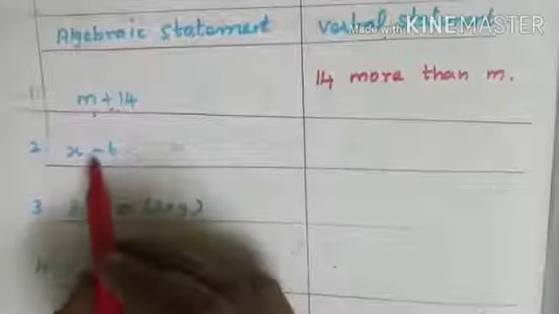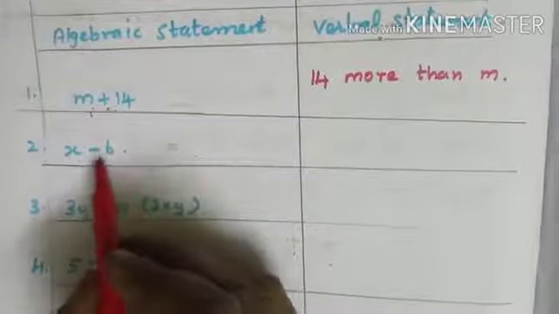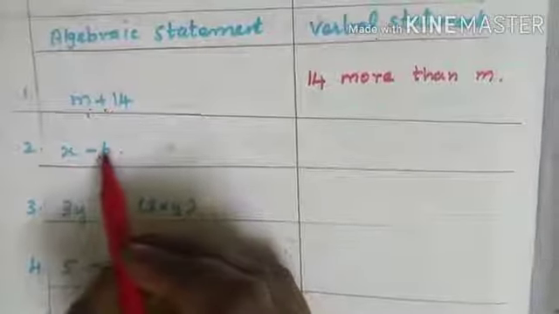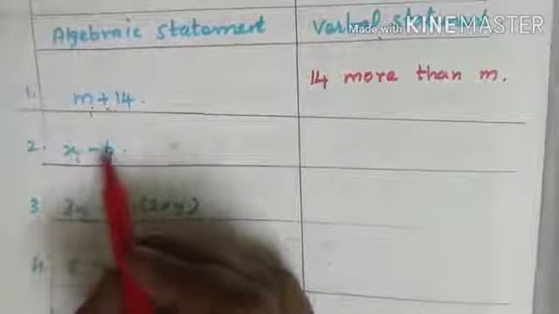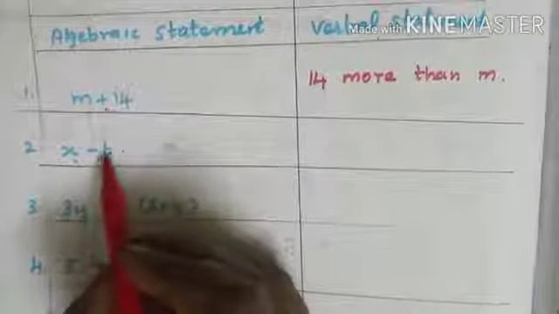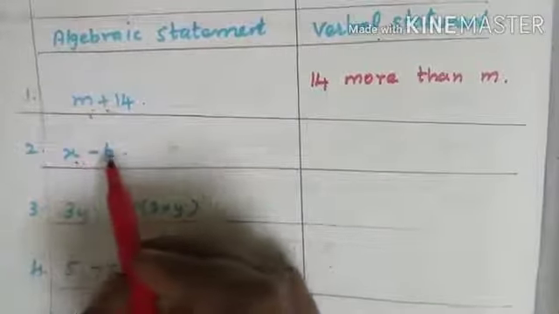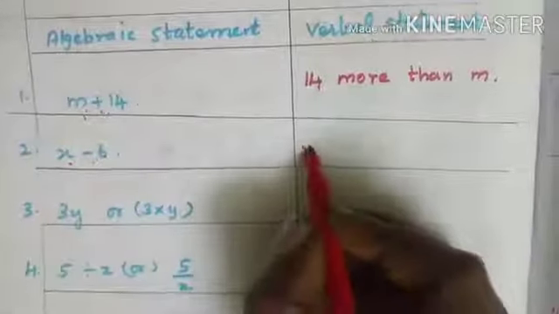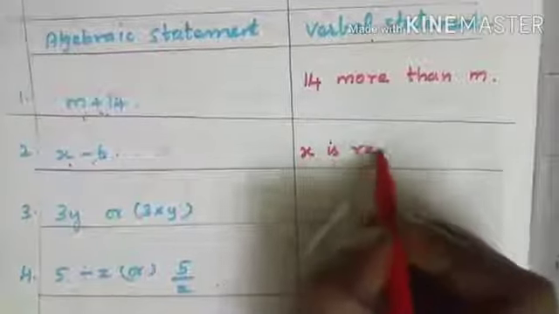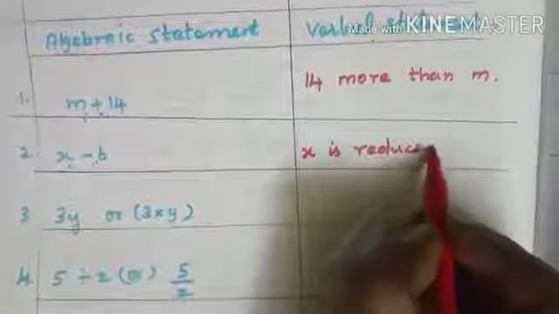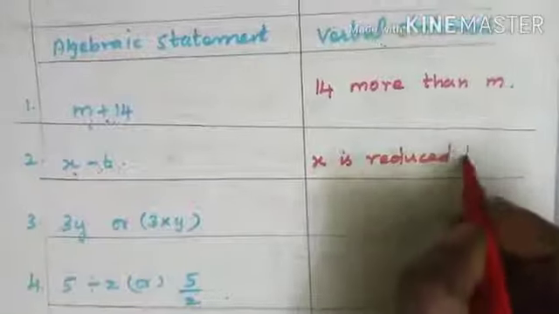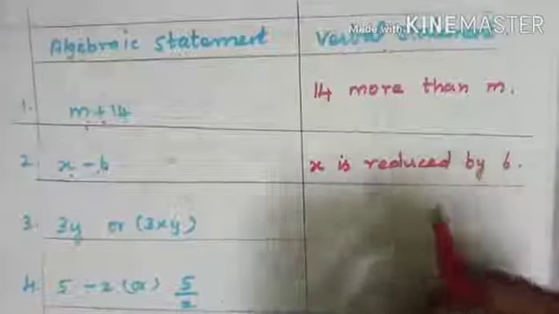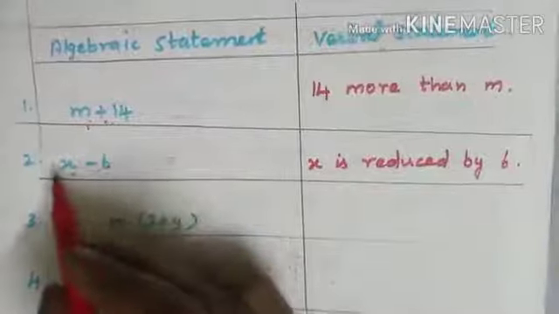Next you see x minus 6. Here we can write take away 6 from x. Take away, we are taking 6 from x. Otherwise we can write x is reduced by 6, since it is minus, isn't it? X is reduced by 6, or you can write take away 6 from x.